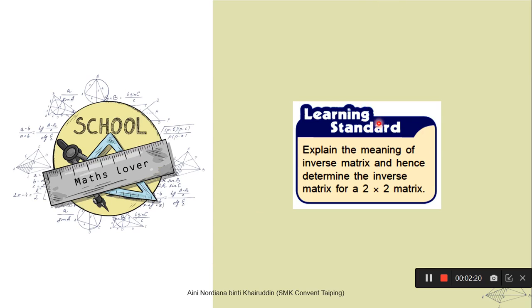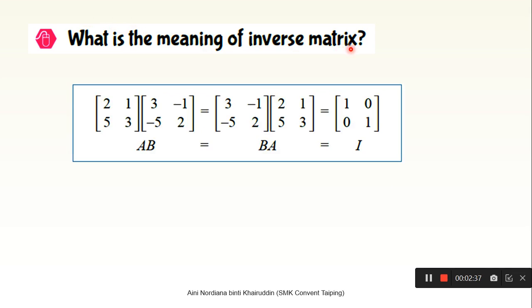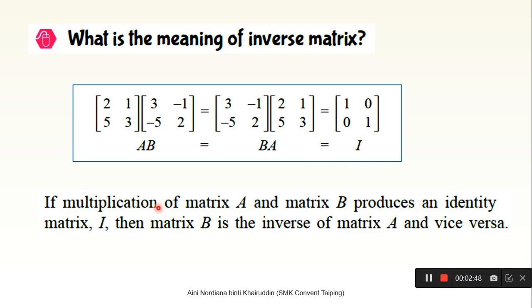This is our second learning standard for this video: explain the meaning of inverse matrix and hence determine the inverse matrix for a 2 by 2 matrix. So what is the meaning of inverse matrix? AB equals BA equals I. Remember, I is the identity matrix. If the multiplication of matrix A and matrix B produces an identity matrix I, then matrix B is the inverse of matrix A and vice versa.